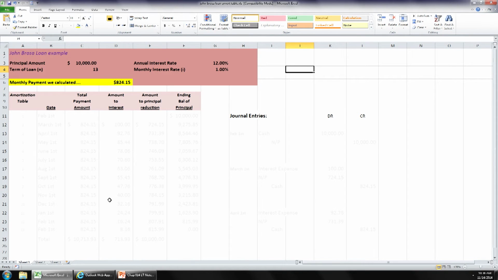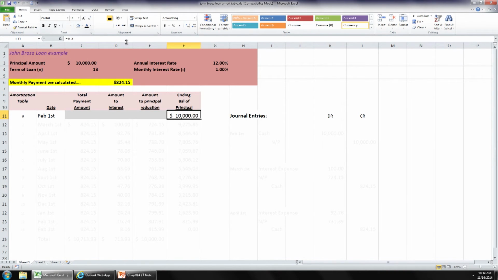both for your personal use and your business use, is an amortization table. Now, the headings of the amortization table are as follows. Date, the total payment amount, the amount of that payment that goes to interest, the amount that goes to principal reduction, and the ending balance of the principal. Sometimes we say this is the purchase date, February 1st, right? We don't fill anything in here, except for the loan principal amount of $10,000. Sometimes we say that's time period 0. That's the day we take the loan, correct?